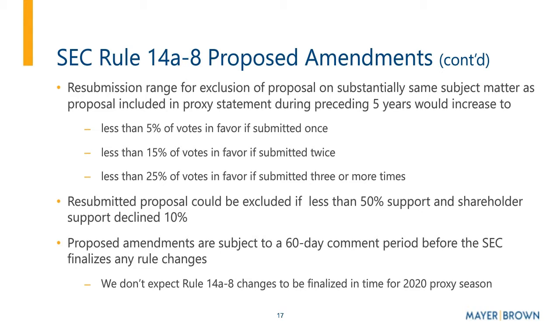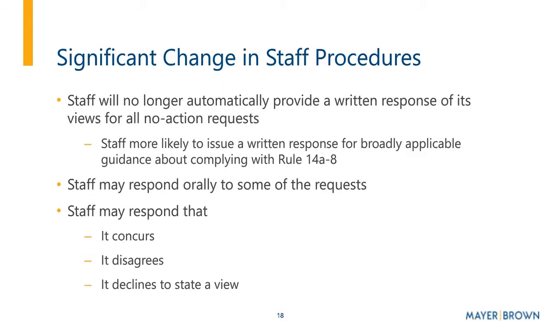And there would also be a new type of exclusion for resubmissions, and that's if a proposal received less than 50% support and the support declined 10% from the last time it was voted on. Now, this is not going to affect the current proxy season. It's just starting a 60-day comment period, which hasn't actually begun running yet. But it would be a good time to join the conversation because it's something that's out there, and the SEC is trying to decide what to do on it, and there's a lot of differences of opinions.